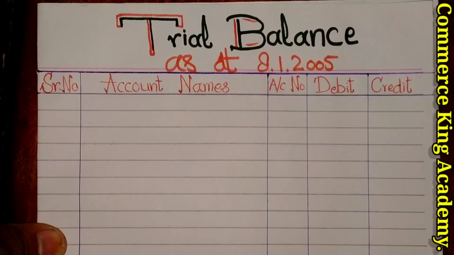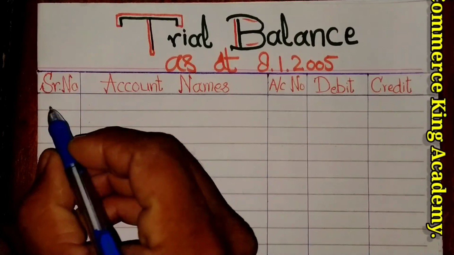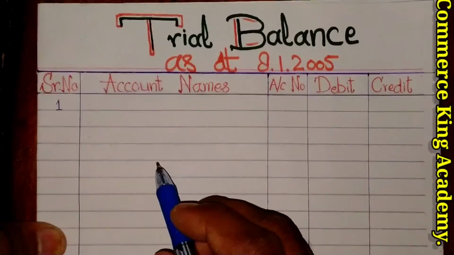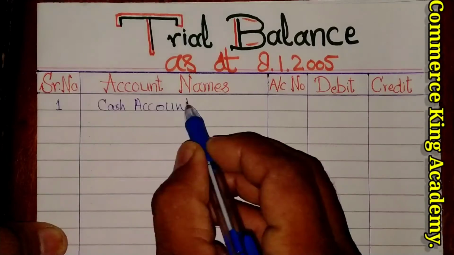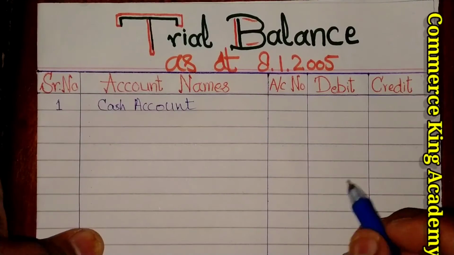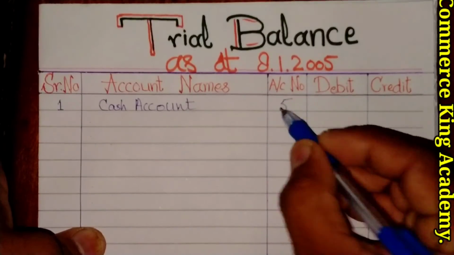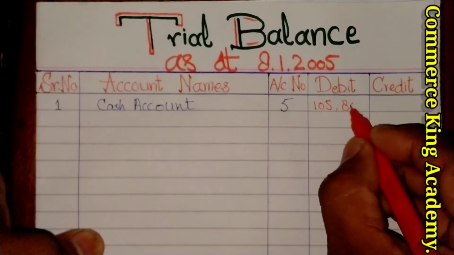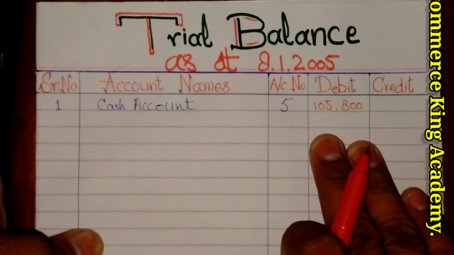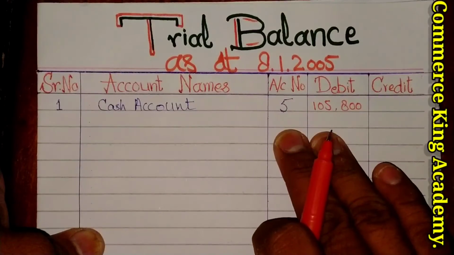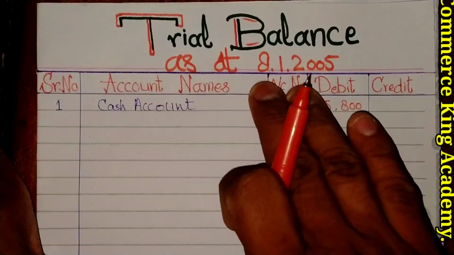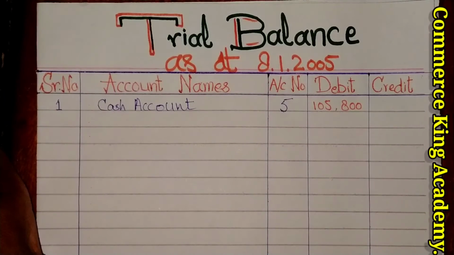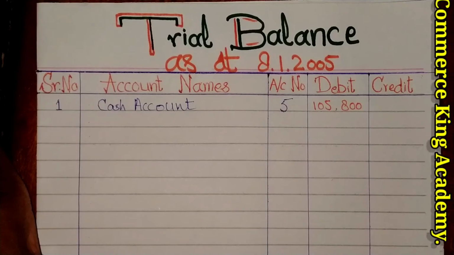So we will write here account number 1. This is the serial number of the account in chronological order. We will write the account name, which is cash account, with the number which is 5, having a debit balance of 105,800 rupees. This is the debit balance of cash account with account number 5 as at the date 8/1/2005.